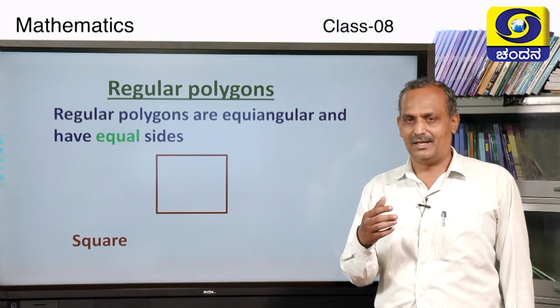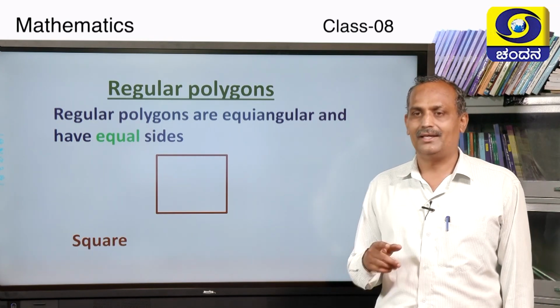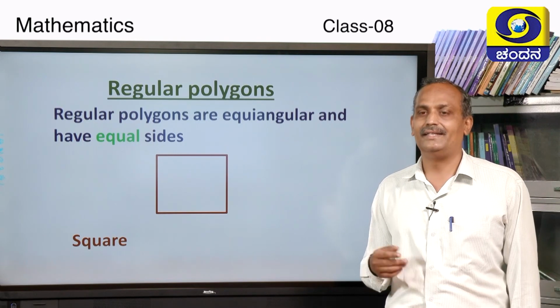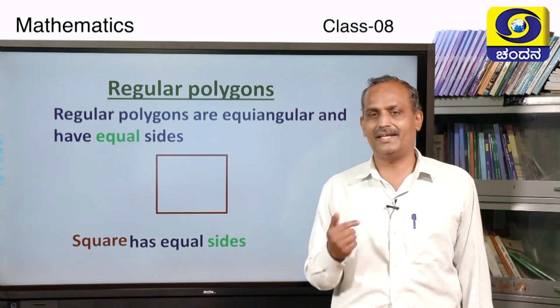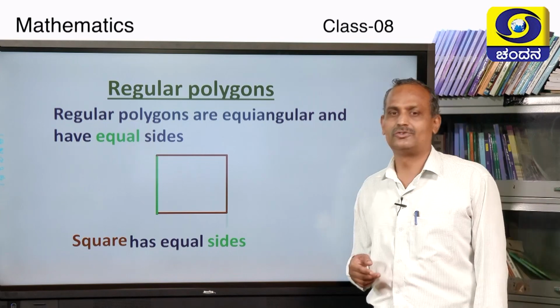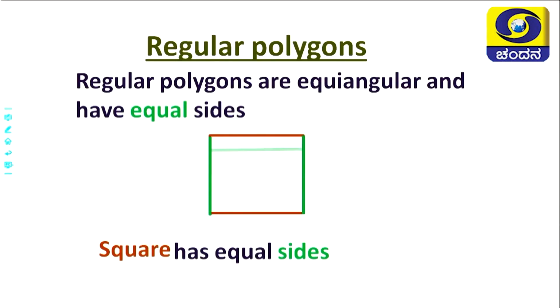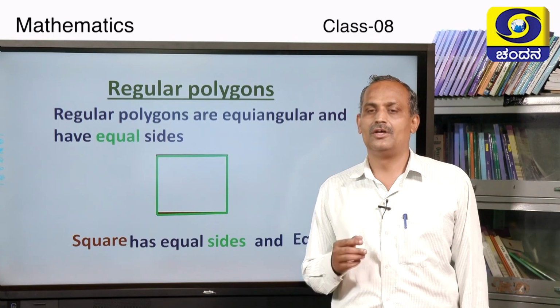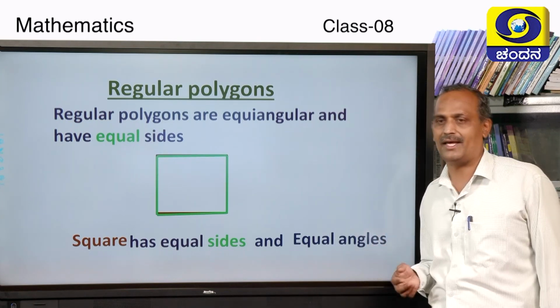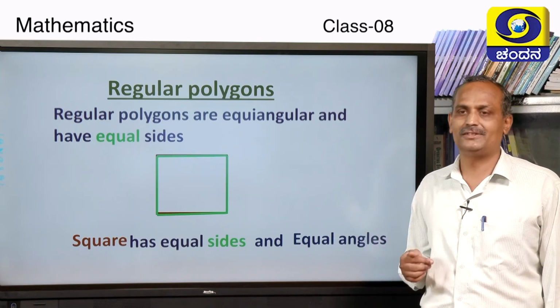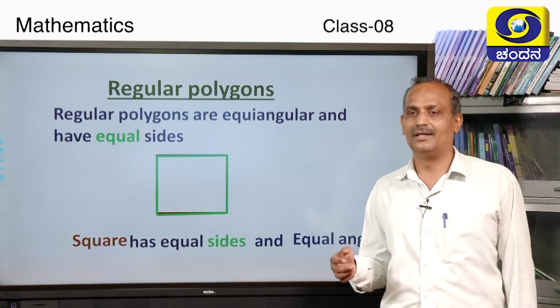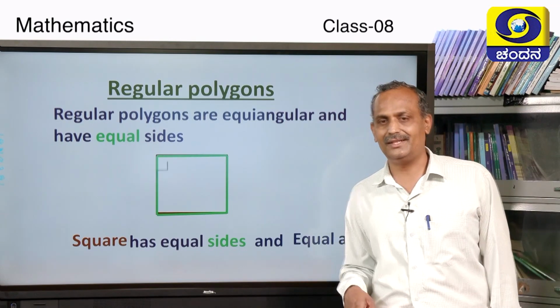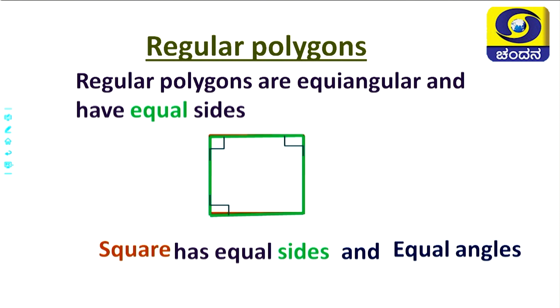A square is a regular polygon. Why? Because it has equal sides. Is it not? It has equal sides. We will recognize the sides. I have recognized those sides, identify that a square has equal sides, and even it has equal angles, because all angles of a square are equal to how much? All angles are equal to right angles, that is nothing but 90 degrees. We can easily find that a square is a regular polygon.